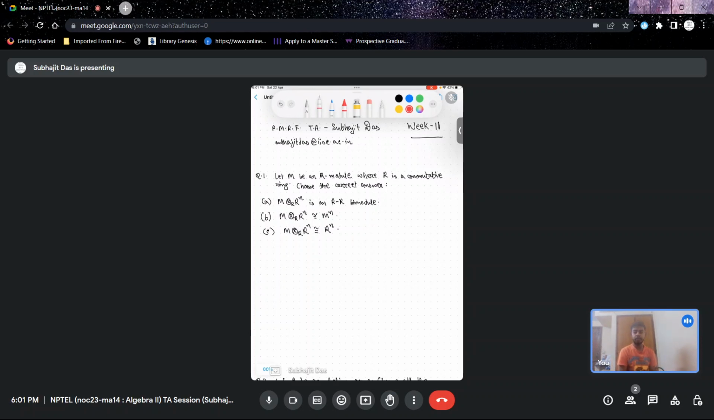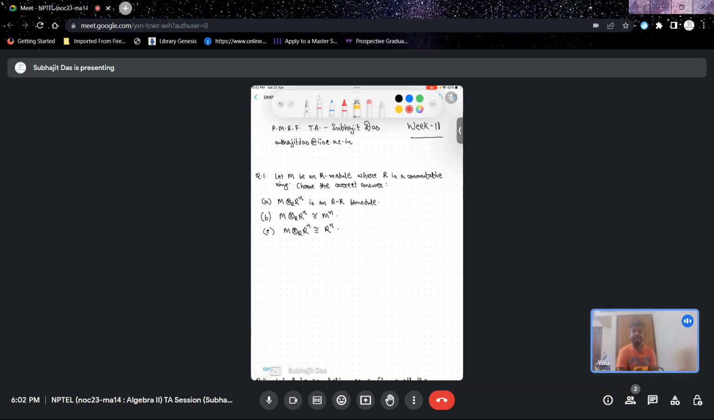So we take an R module M where R is a commutative ring. We have to choose the correct answers. Option A says that M tensored over R with R^n is an R-R bimodule. Now, since R is a commutative ring, you already know that every left R module is also a right R module, and conversely. So any R module is always an R-R bimodule. So option A is clearly correct. There is no doubt about that, because M is an R-R bimodule and R^n is again an R-R bimodule. So their tensor product over R will be an R-R bimodule.